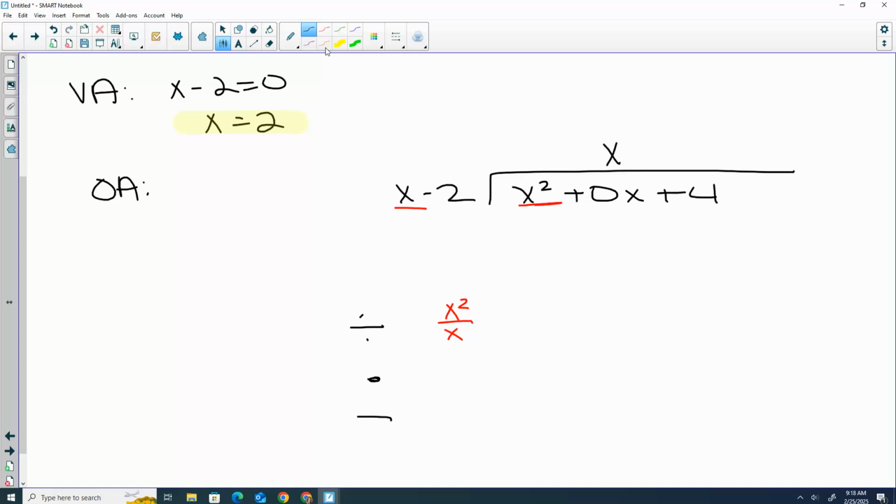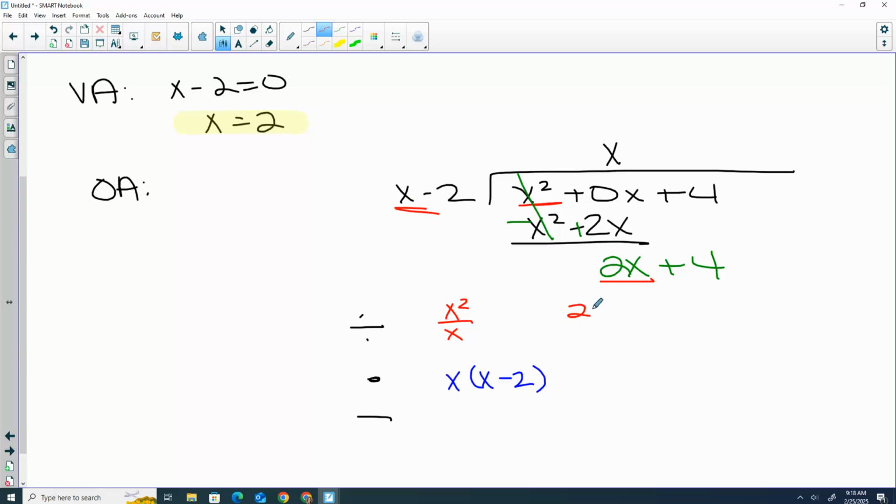What is x squared divided by x? x. Second step, we multiply. What is x times x minus 2? Third step, I need to subtract that off. So if I run a negative through, those cancel. 0x plus 2x is 2x plus 4. Now we're back up to the first step. Divide. What is 2x divided by x? 2. And that is all you need. So your oblique is y equals x plus 2. Is that okay?